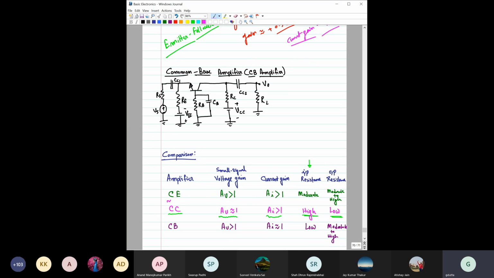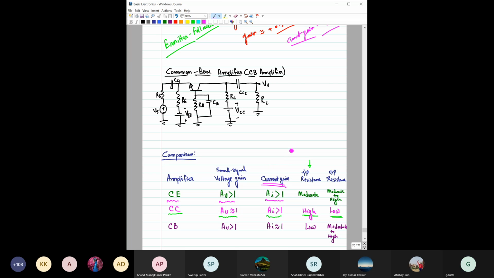So then what about the common emitter case? In the common emitter case, the voltage gain is already greater than 1, which we have calculated in many cases. Current gain we have not calculated for this common emitter case. I request you to take any amplifier that we have done so far and find what the current gain is. Please tell me in the next class.